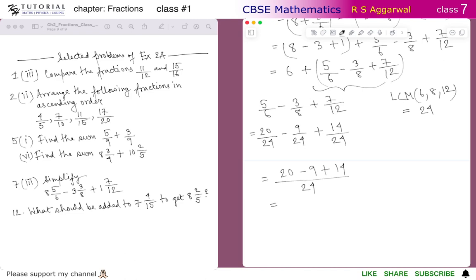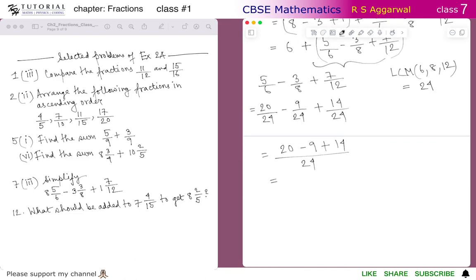So this becomes 34 minus 9, over 24, this is, how much is this, 25 by 24. Okay, so this is 25 by 24.